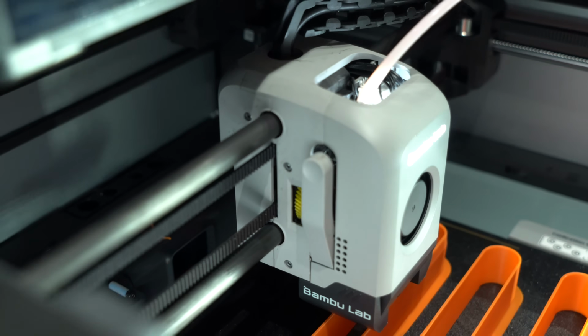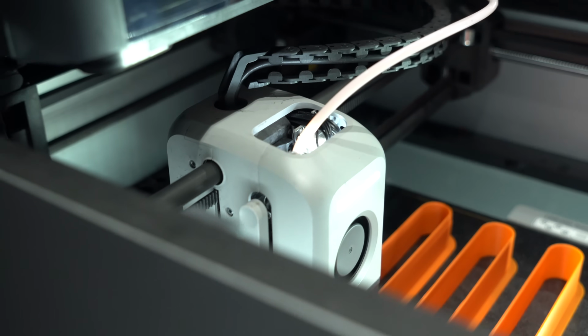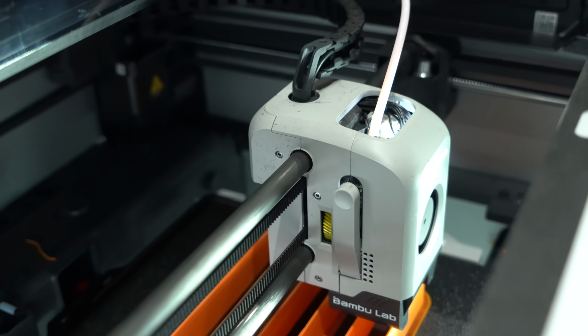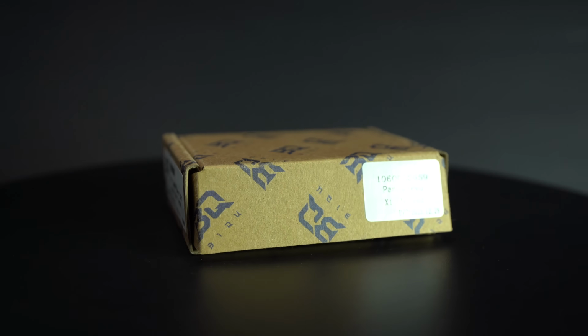I went down a rabbit hole in my testing of this hotend, and discovered that we don't need that much flow after all. In fact, anything more than 15 cubic millimeters per second has diminishing returns, and above 25, there's little to no benefit with a 0.4 millimeter nozzle. I'll get to all of that in a minute, but first, let's get this thing installed.